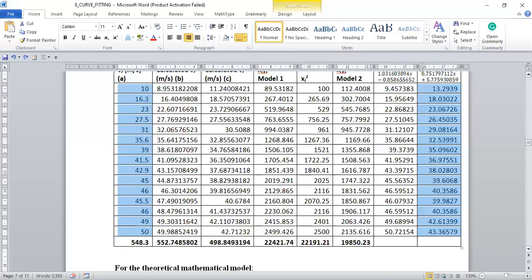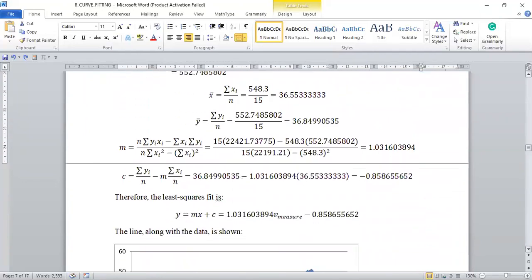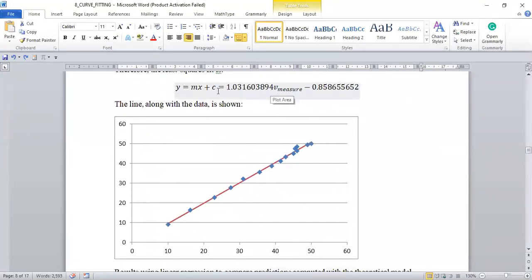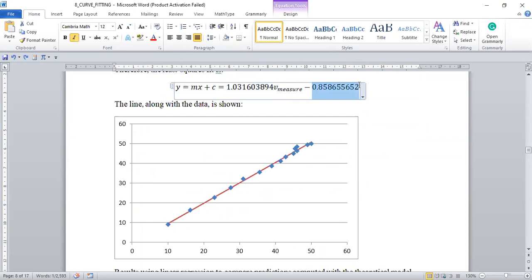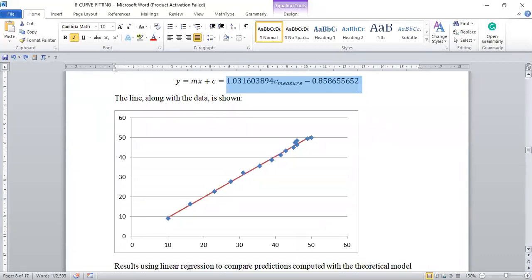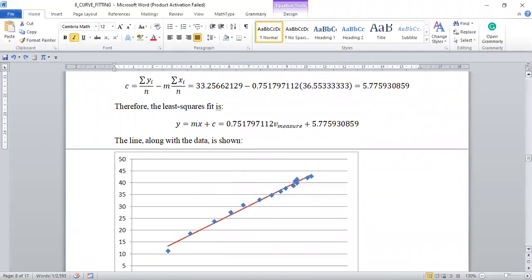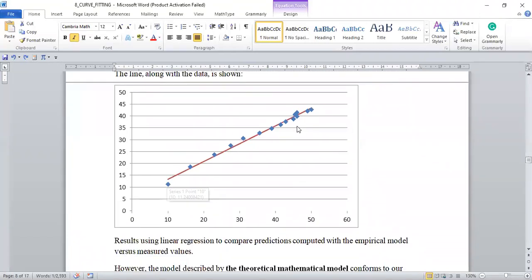Like I said, the question is asking us to get the best model that fits the data. Before solving it, I said that the best model is the one in which the slope is close to 1 and the intercept is close to 0. That means it's a very perfect fit for the data. So this is the first model, the mathematical model we derived. Look at the line we derived. Then for the second empirical model, given the values of the slope and the intercept, we arrived at this particular line.